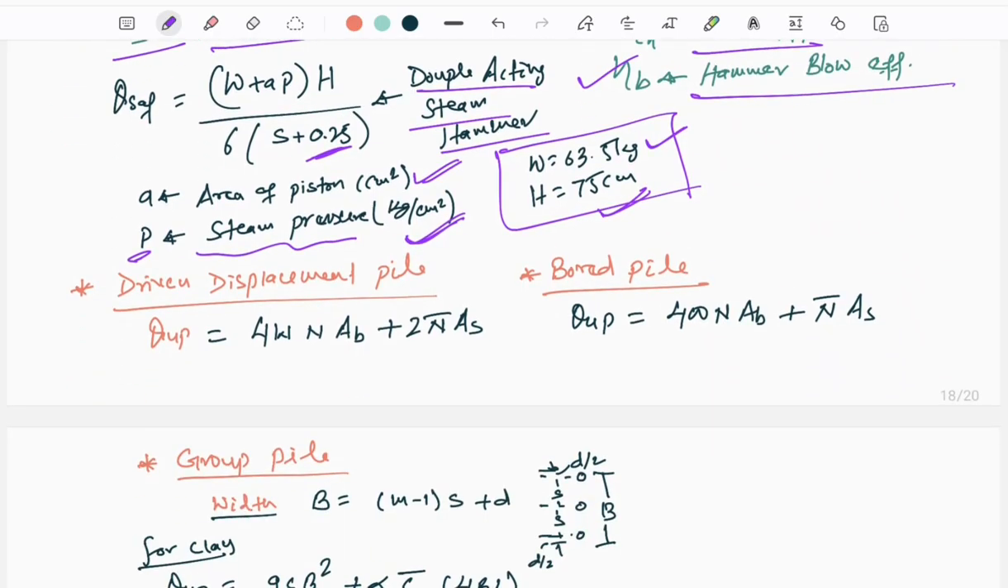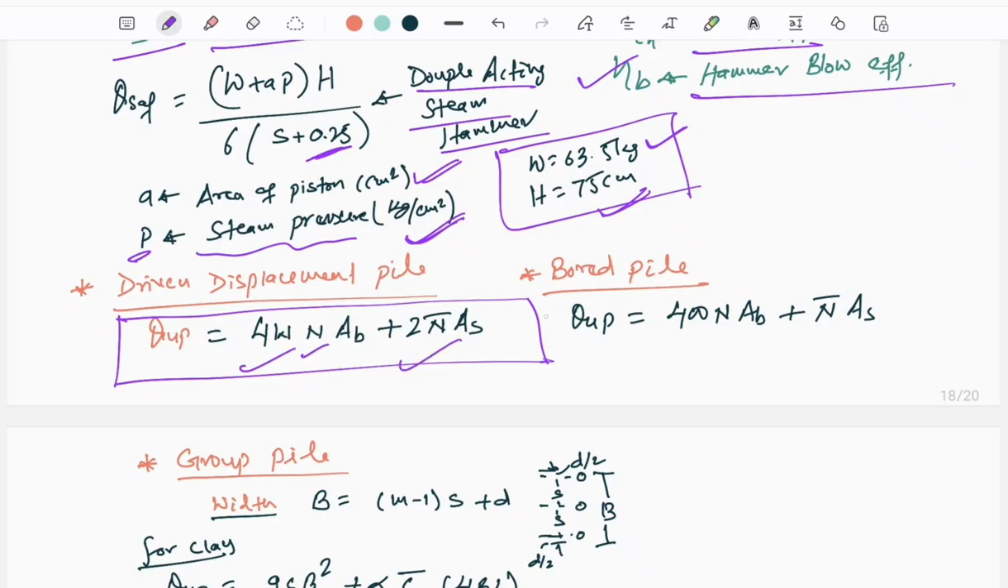Next is driven displacement pile and bored pile. For driven displacement pile, QUP is equal to 4 into W into N into AB plus 2 N bar into AS. So again, all has the usual meaning, N, W, N bar.